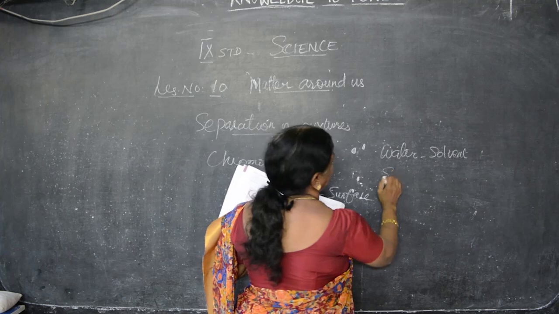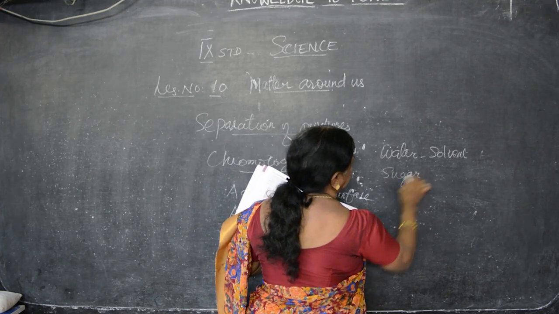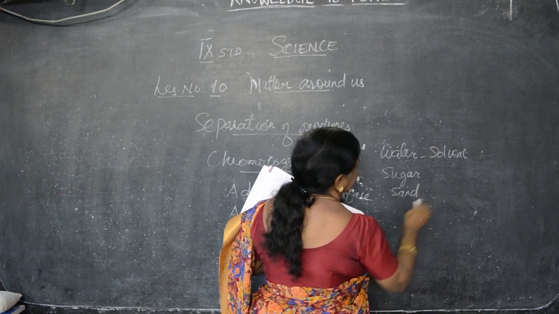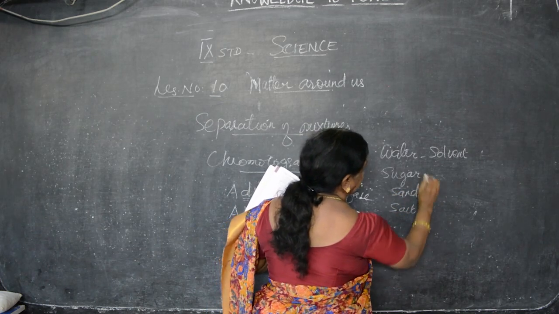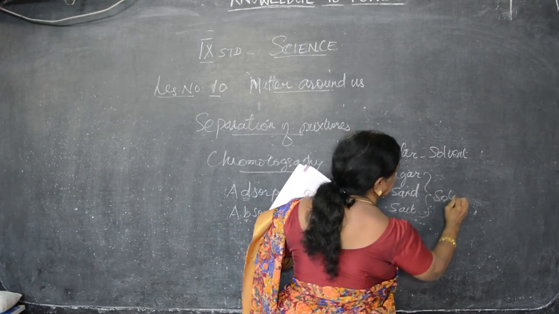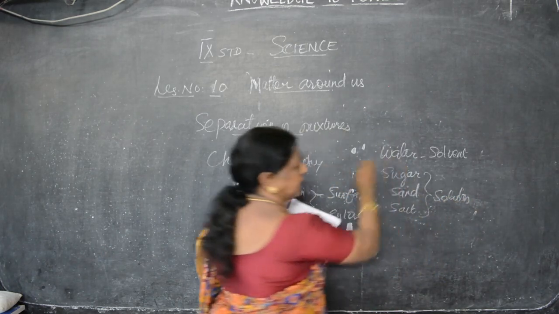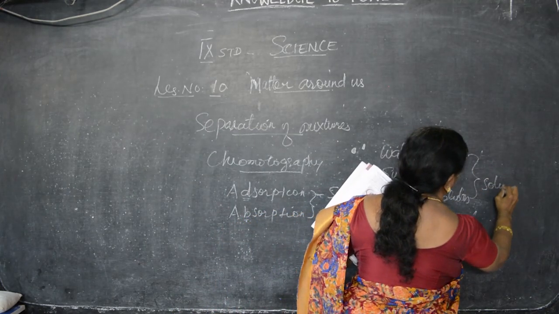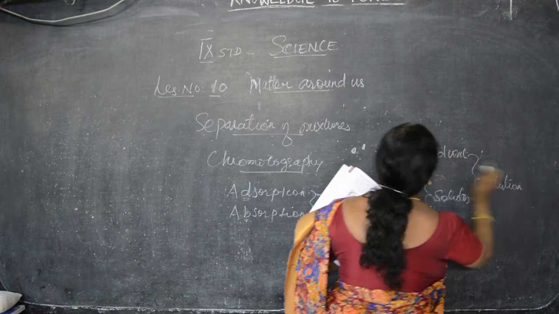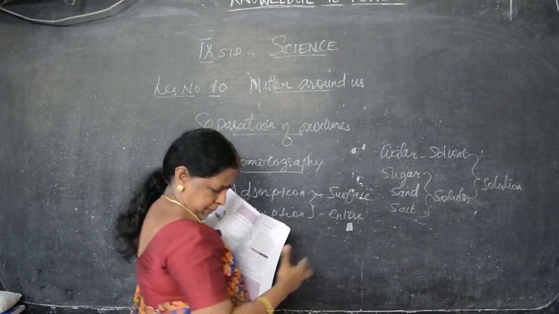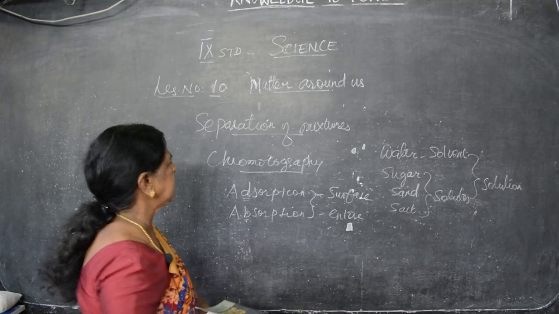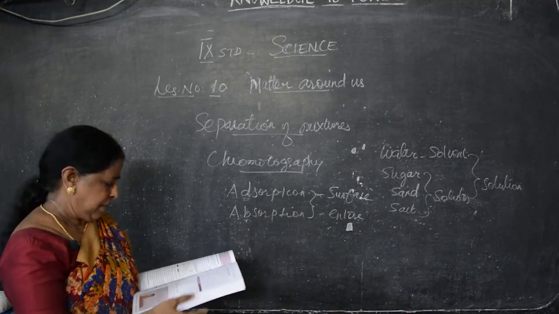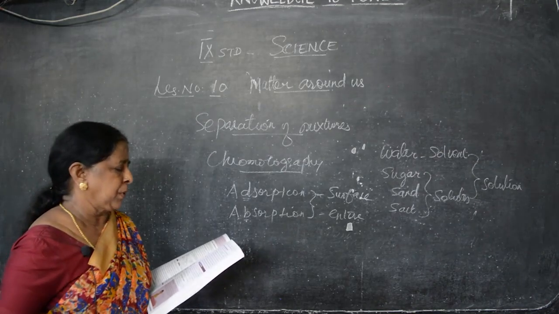It dissolves. What are the things you have taken? Sugar, sand, and then salt. These are the solutes. They are mixing in the water and become what? Solution. We are separating these liquids by the process that is known as what? Chromatography. There are many chromatographies. We have to see only paper chromatography.